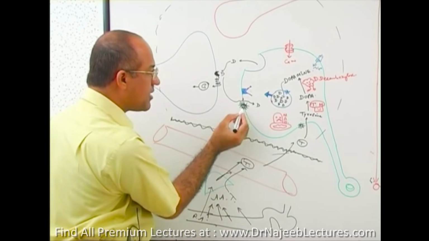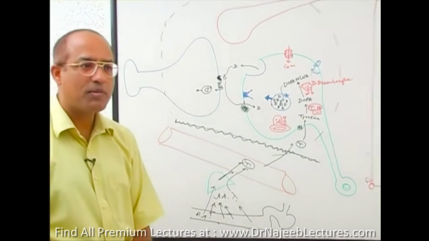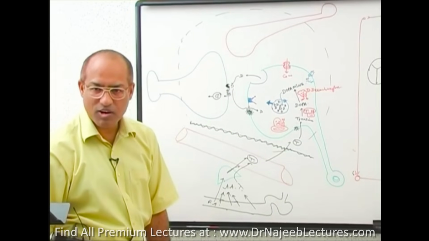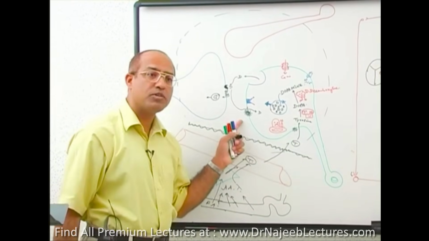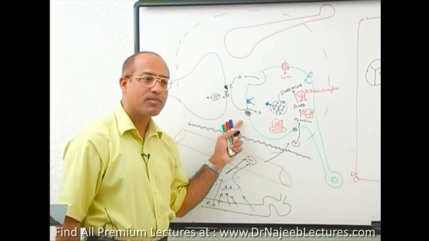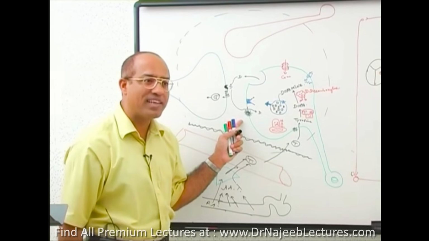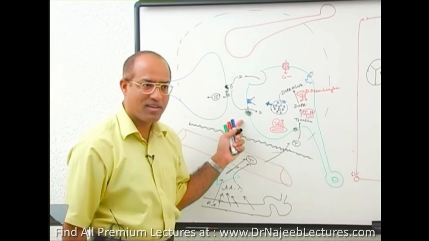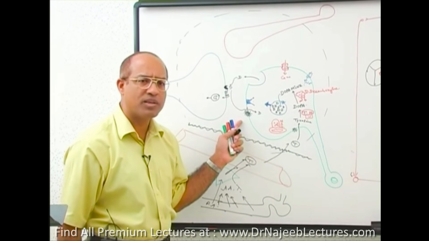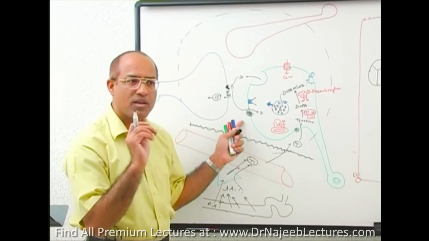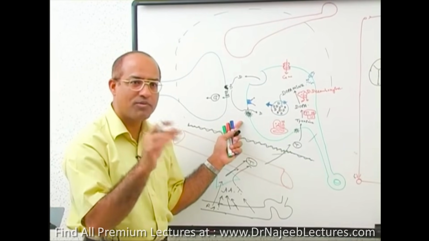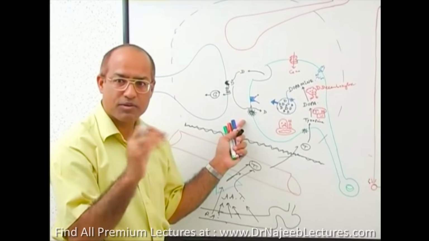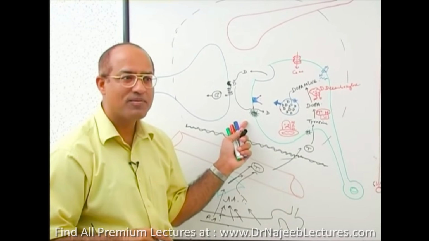This is called, what is this called? Reuptake mechanism. What is it called? Reuptake mechanism. This mechanism is present on all monoaminergic neuronal terminals. What are monoaminergic neuronal terminals? Nerve terminals of epinephrine, norepinephrine, dopaminergic neurons, and serotonergic neurons.